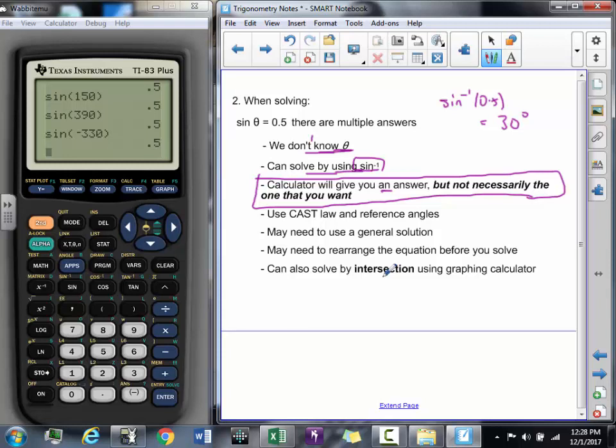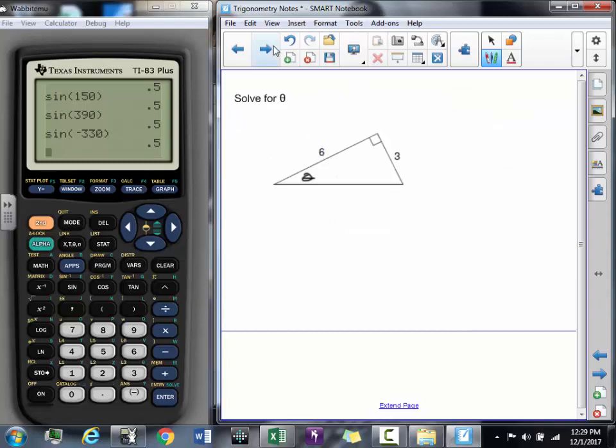Okay? And so that becomes a problem, that it gives you one of the answers you're looking for. And so I'm going to show you guys today some other ways for you to try to find all of the answers. So let's try some examples here.